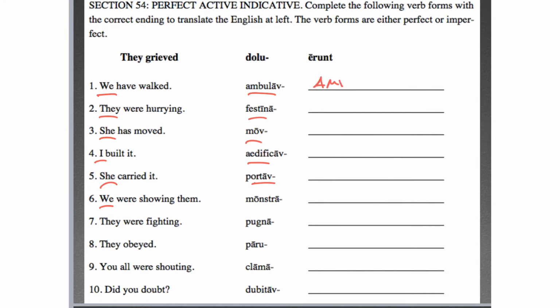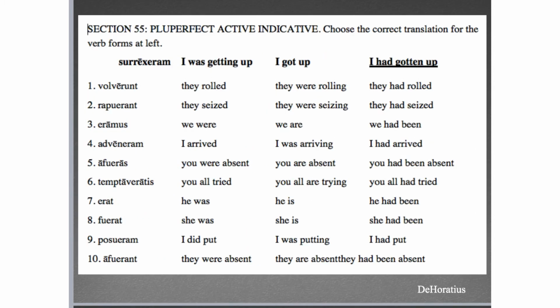So ambulavimus, because of the we subject. They were hurrying is the imperfect, were hurrying. Festina is the present stem, the second principal part. So festinabant. Okay? All right, and I'll leave the rest for you. Again, make sure to identify whether you're dealing with the perfect or the imperfect before figuring out how to complete it.